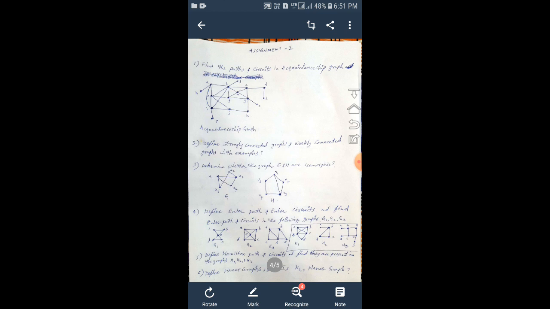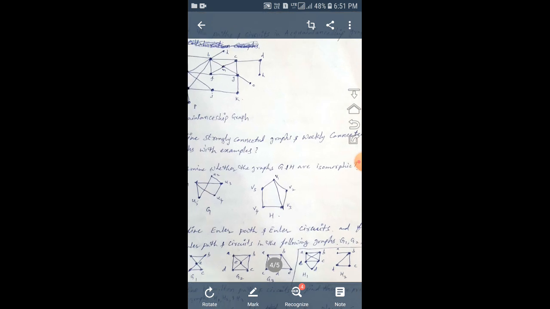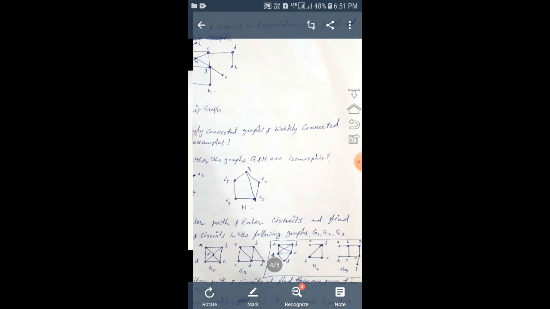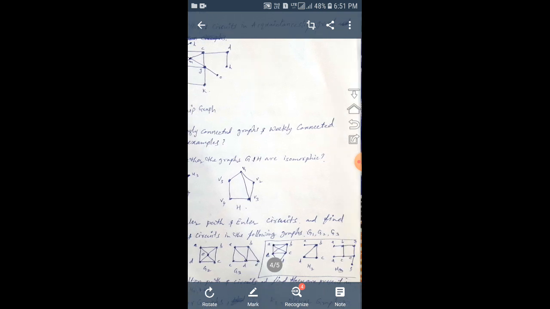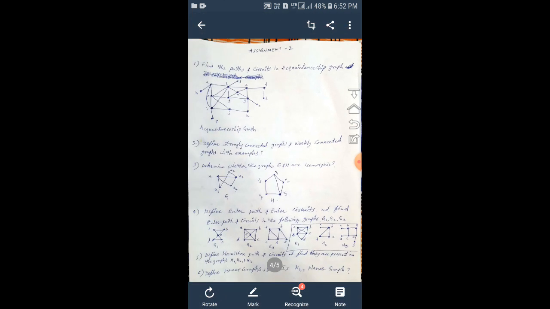Fifth, define Hamiltonian paths and circuits and find whether they are present in the graphs H1, H2, H3. Here on this side H1, H2, H3 graphs are given. For these graphs you have to find out Hamiltonian paths and circuits. What are those paths? You have to write clearly.